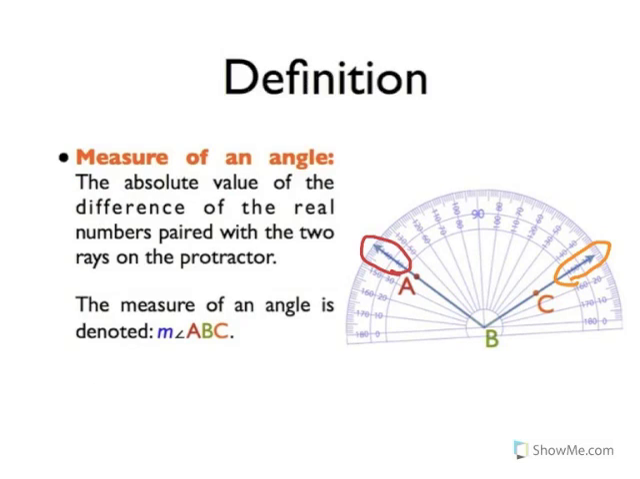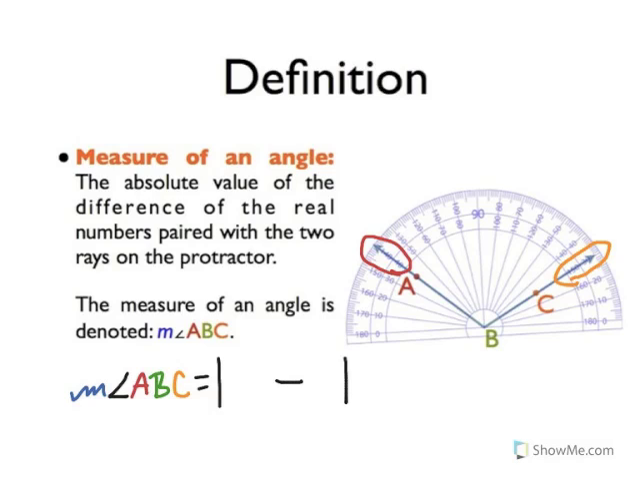Which leads us to the definition of the measure of an angle. It is the absolute value of the difference of the real numbers paired with the two rays on the protractor. Notice how it's denoted with the M in front of the angle measure. So the measure of angle ABC is the absolute value of the difference of the two numbers.